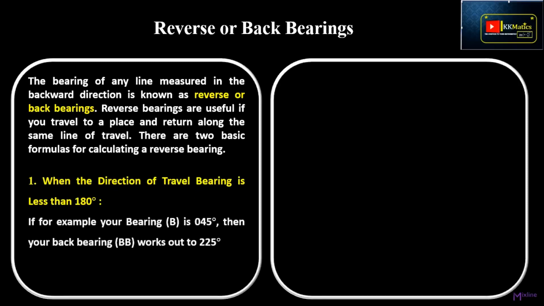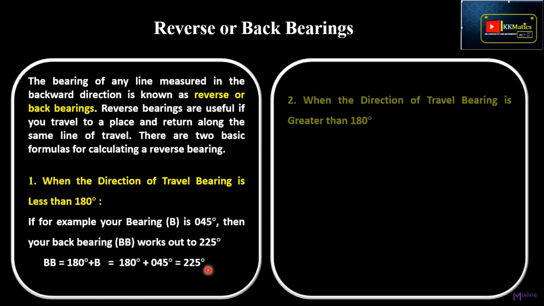If, for example, your bearing B is 045 degrees, then the back bearing works out to 225 degrees. That is, the back bearing, which is denoted as BB, is equal to 180 degrees plus B, which is the bearing that you started with, which is 045 degrees. That gives us 225 degrees.